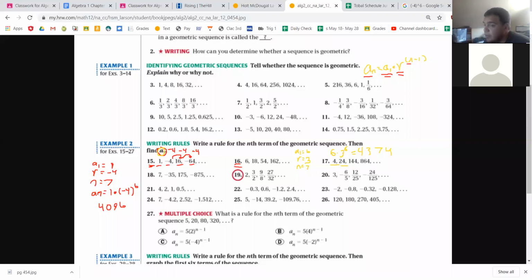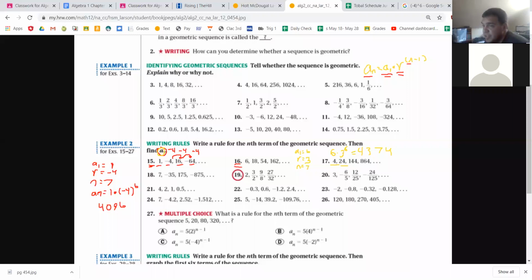So I want to do negative 35 divided by 7. So negative 5. Good. So R is going to be negative 5. That's the ratio, how we're doing our pattern. Got it. N is where we're going to.